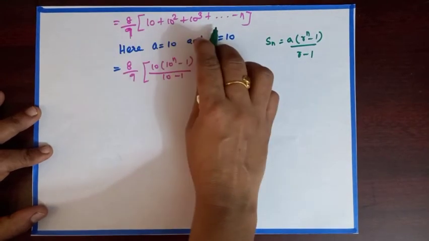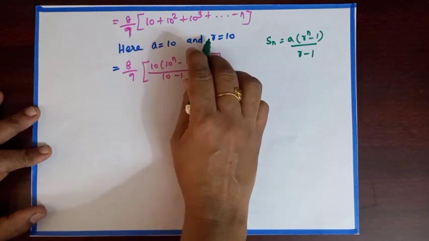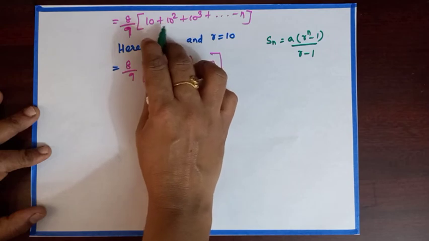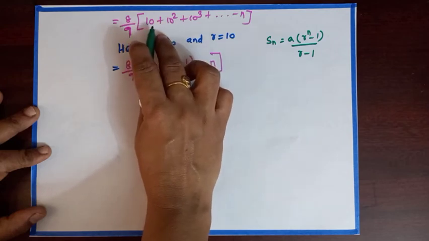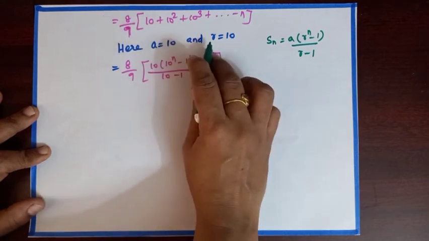It is in the form of GP. Here A value is 10. To find R value, second term divided by first term, third term divided by second term. Second term divided by first term is 10. Third term divided by second term also is 10. So the R value is 10.